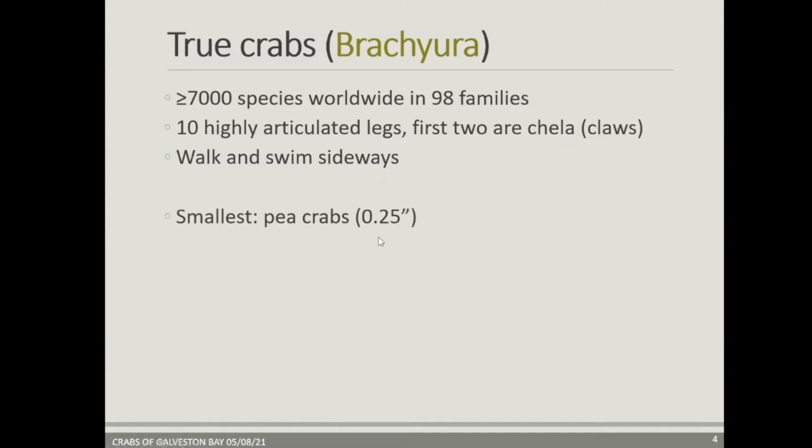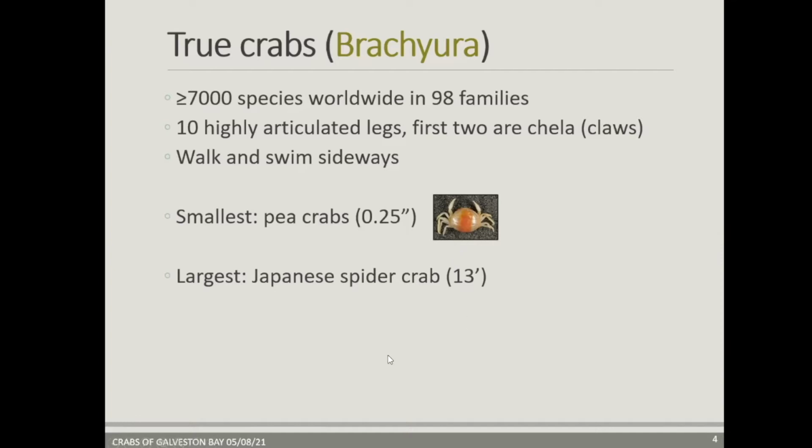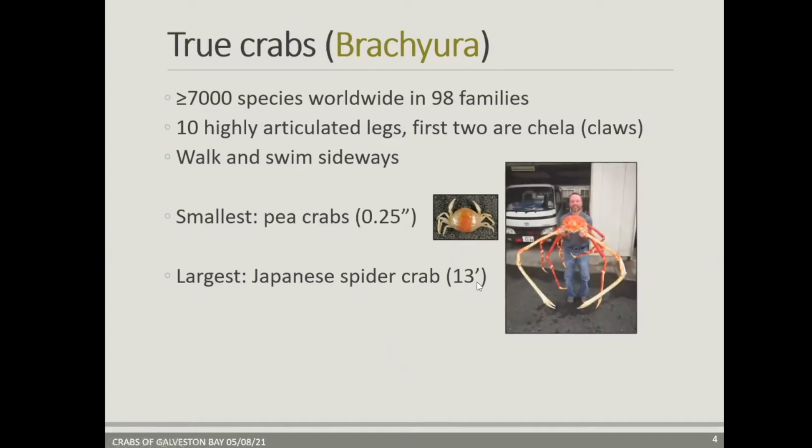The smallest are the pea crabs, which are 1/4 of an inch. This picture is bigger than they are, and they are mostly commensals or parasites in mussel or oyster shells. We have some pea crabs in Galveston Bay, but you're not likely to see them, so I'm not going to cover them today. The largest of the true crabs are the Japanese spider crabs, and they can be 13 feet from toe tip to toe tip. This isn't even the biggest one. That's a pretty good sized crab.